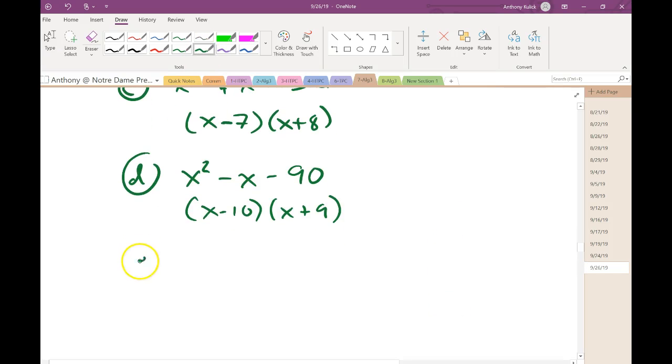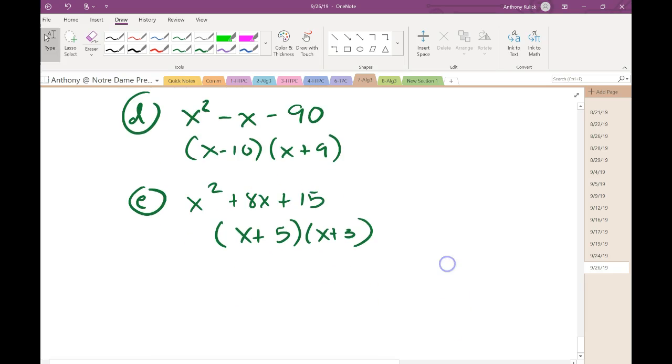Let's keep going. Like I said, this is the fundamentally most important skill from semester one. If you cannot do this, it is going to be problems the entire year. You've got to be able to do this process. Let's practice some more. Very good. x plus 5 times x plus 3. Good.